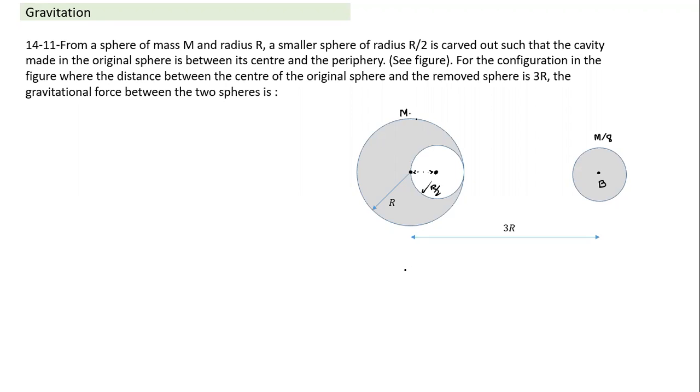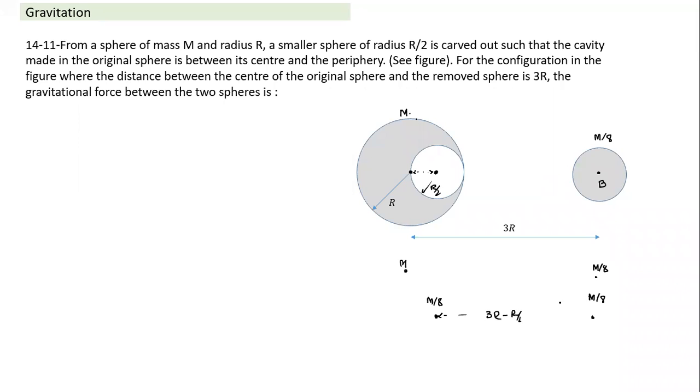So first I will calculate the force between the full sphere and this mass m by 8. Since these two are not overlapping, I can replace this entire mass at its center and this entire mass at its center, with distance 3r. Then I'll calculate the force between this sphere and the cavity mass alone. Since the cavity mass also is spherically symmetric, I replace it with the equivalent mass at its center. This will become m by 8, and this is anyway m by 8, and the distance will be equal to 3r minus r by 2.